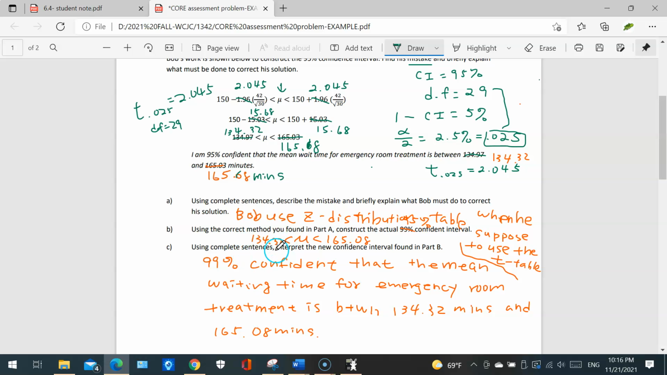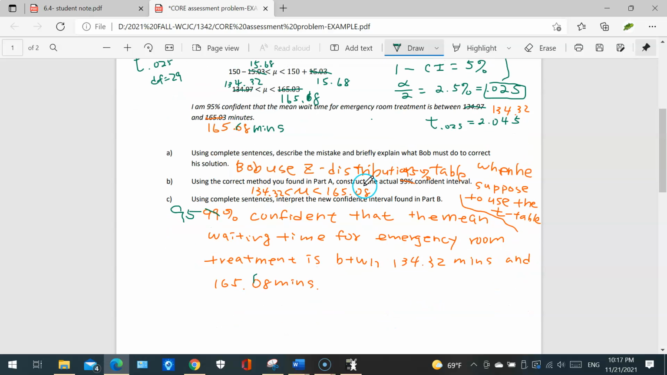Part C: using a complete statement, interpret the new confidence interval found in part B. So you can say, 95% confident that the mean waiting time for emergency room treatment is between 134.32 minutes and 165.68 minutes.